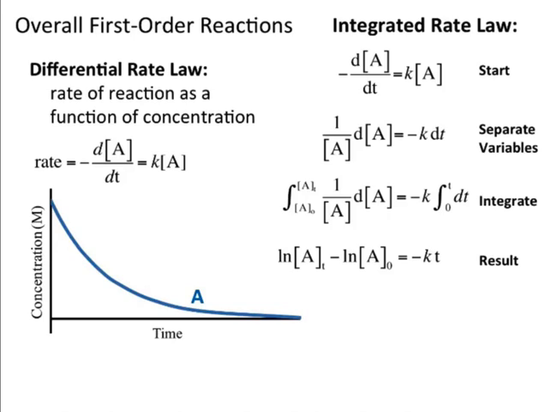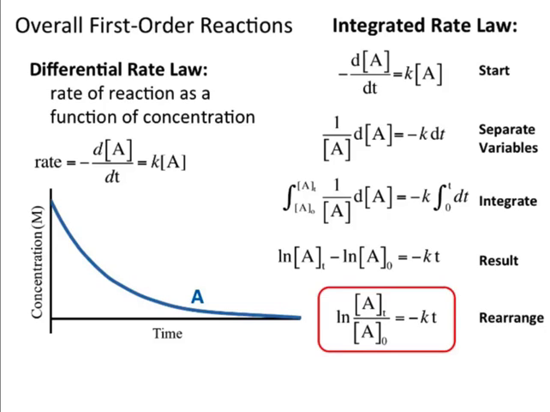And then your natural log of x at time t minus your natural log of x at time 0. That's because you put in the boundary conditions after you did your integral. All right, so here's our result. We'll rearrange it a little bit, and we'll call this the integrated rate law for an overall first order reaction. And this is the one you get on your info sheet.